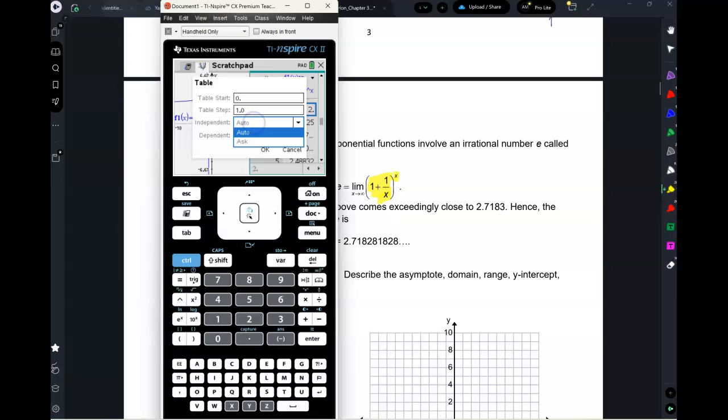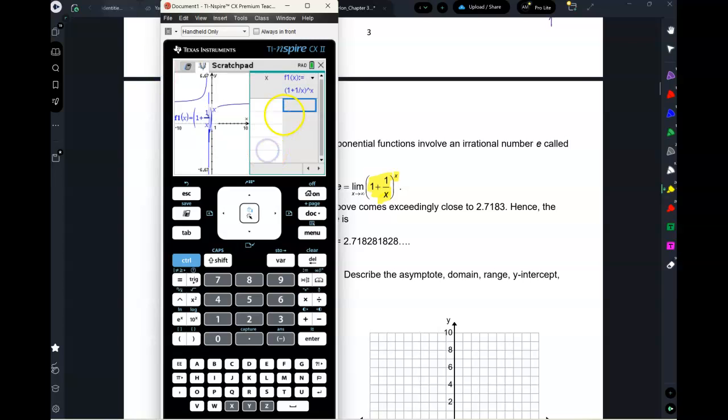This one, the independent, I'm going to say Ask. So now I can type in whatever I want, right? Like 1. Oh, here we go. 2. Here we go. Okay, so what about 10,000?